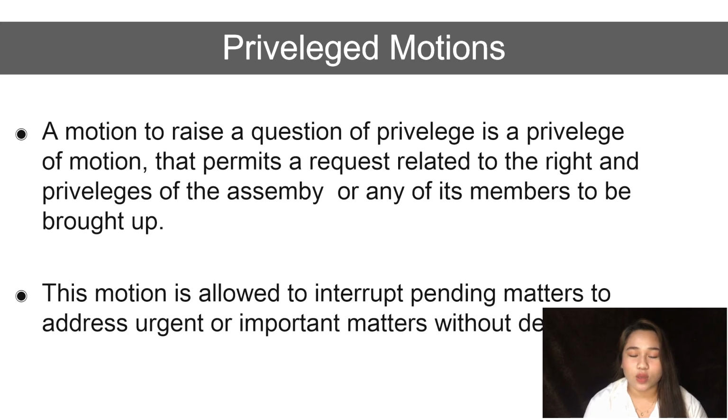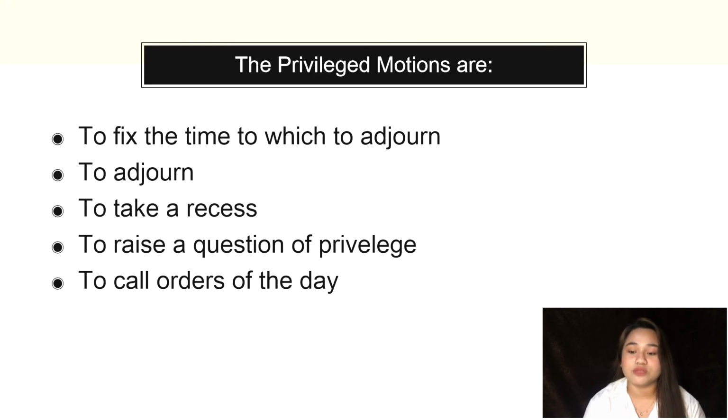A motion to raise a question of privilege is a privileged motion that permits a request related to the rights and privileges of the assembly or any of its members to be brought up. A motion to rise to a question of privilege may be made even if someone has the floor. This motion is allowed to interrupt pending matters to address urgent or important matters without debate. Here are the privileged motions: to fix the time to which to adjourn, to take a recess, to raise a question of privilege, and to call for the orders of the day.